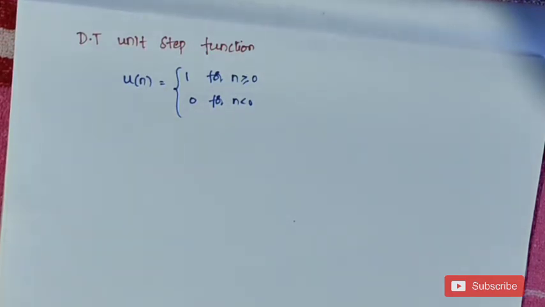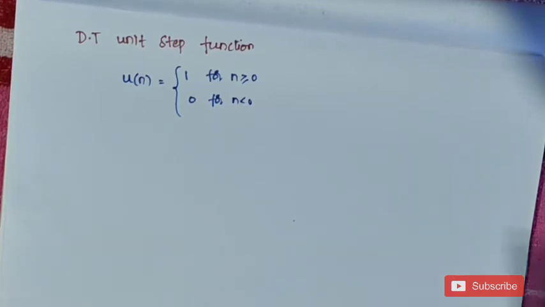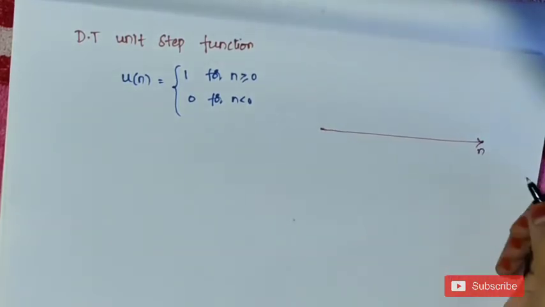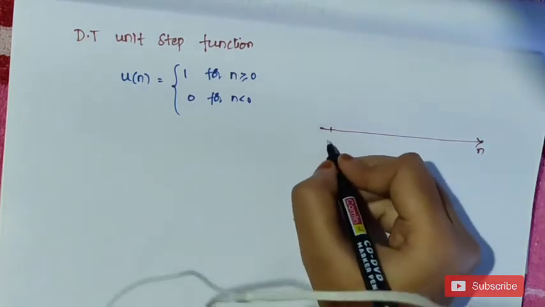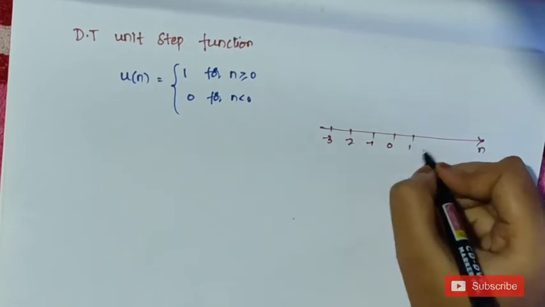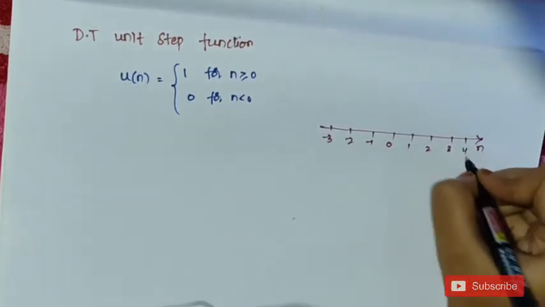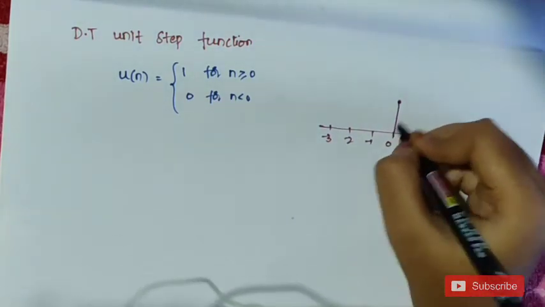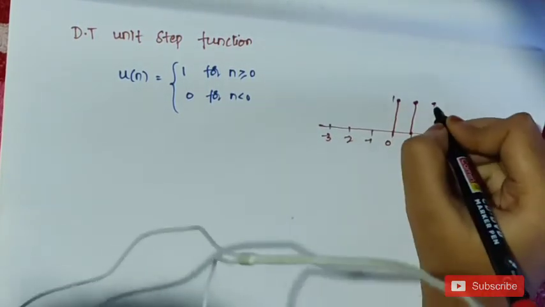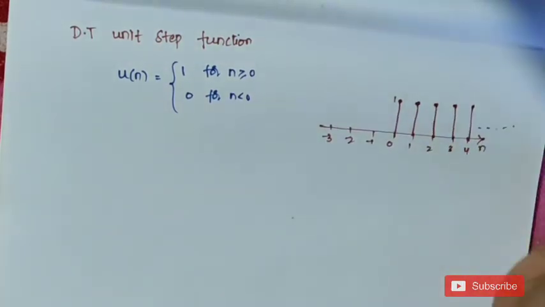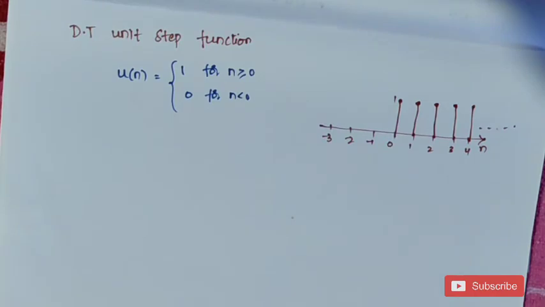And again, there is a slight change in the signal diagram. I will show it to you. Consider this as the x-axis. Let us take some coordinates: -3, -2, -1. Here the signal starts from 0, so it will be like this. At all the points, its amplitude is 1 and it goes on. This is the discrete time unit step function.